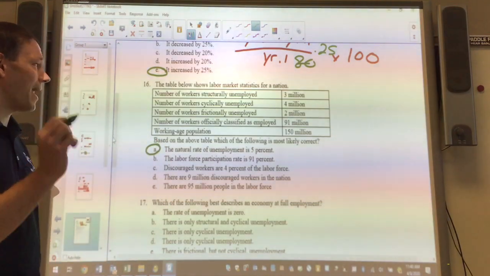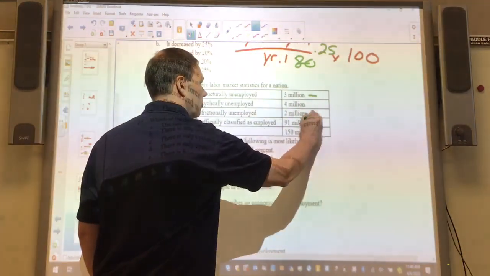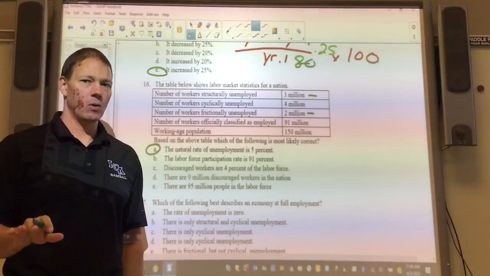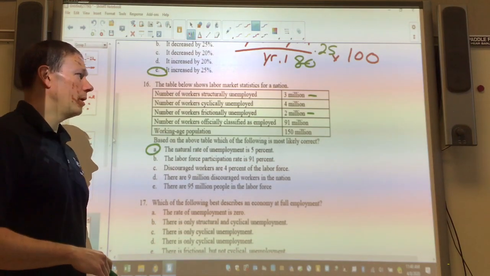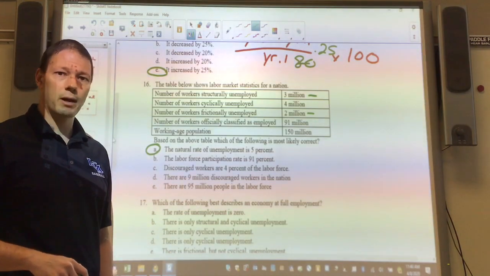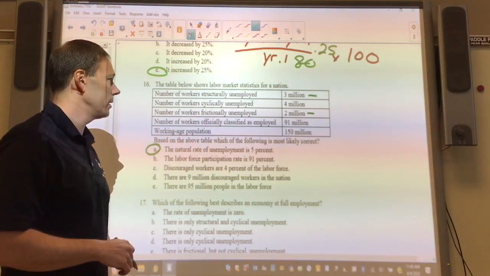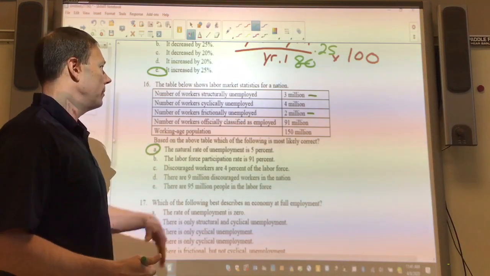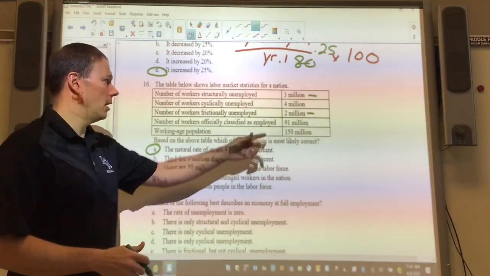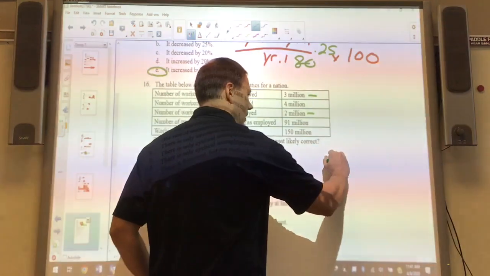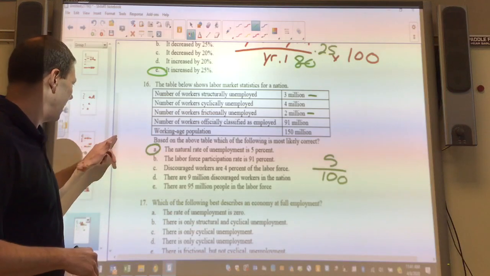And the reason is, remember, the natural rate of unemployment is equal to structural plus frictional. Remember, cyclical is the kind we don't like. That's when the economy is sick. That's what we have a lot of right now going on. A lot of people are unemployed, not because they're simply between jobs or because there's a mismatch, but because businesses have shut down and people are legitimately out of work. That's cyclical. We don't like that. But as far as the natural rate of unemployment is structural plus frictional, so 3 plus 2 is 5 million, and then 5 million out of our labor force, which is 100, is 5%. Okay. So number 16 is A.